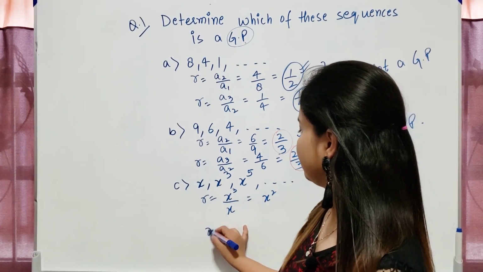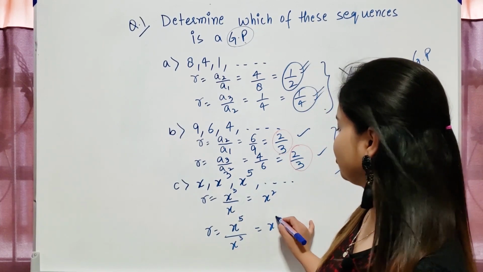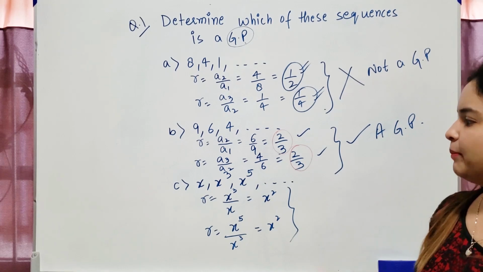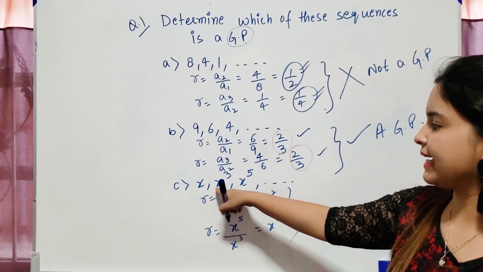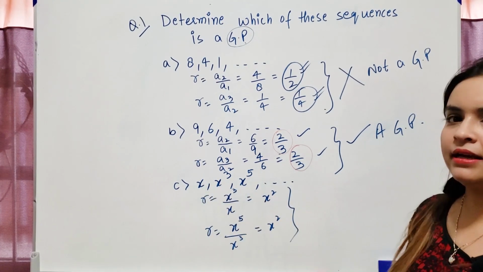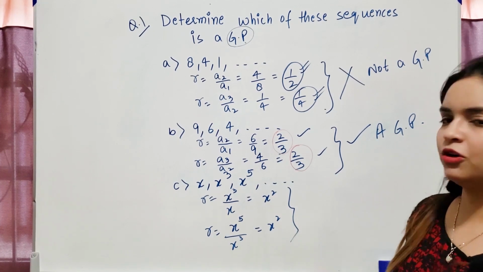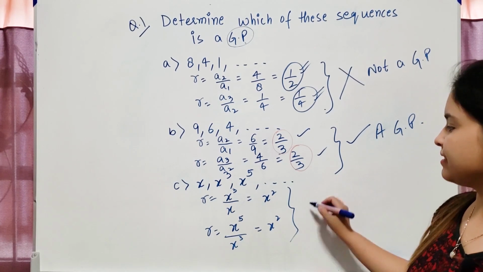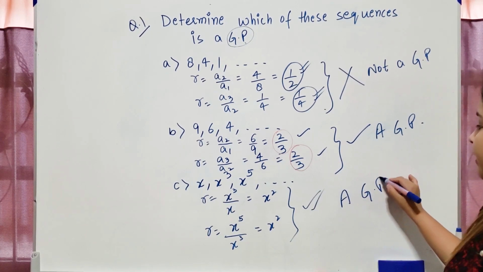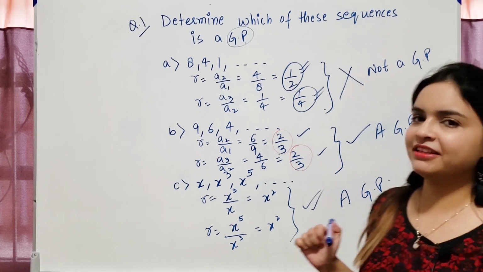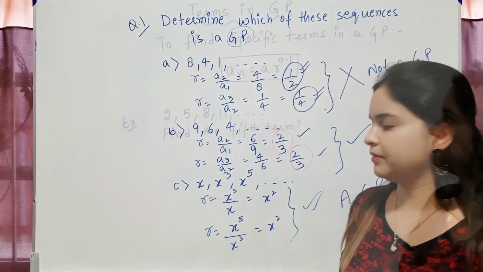Okay. Check the third sequence. X square, x raised to power 5, x raised to power 3, again x square. Again, in my third sequence, first R, which I got using the second term and the first term, is x square, and the next R, which I found using the third term and the second term, is also x square. Both these R's are same. That means this is also a GP. Okay. So like this, we can check whether the given sequence is a GP or not a GP.